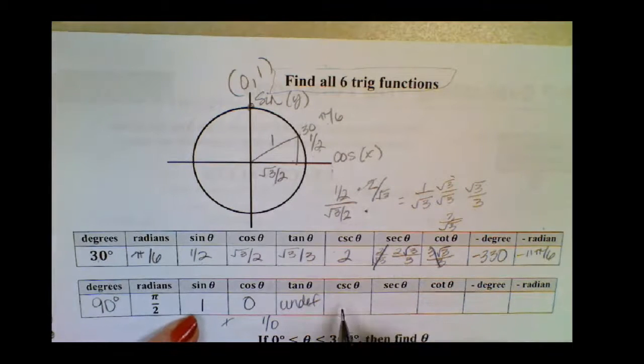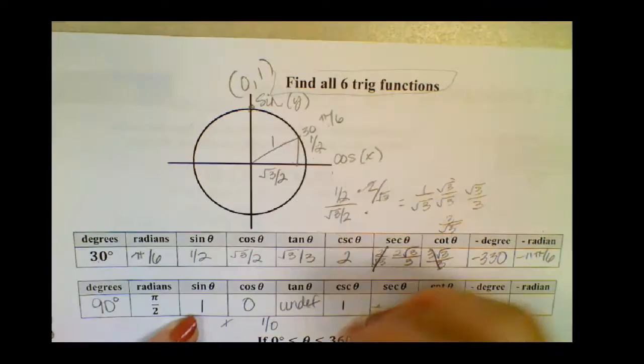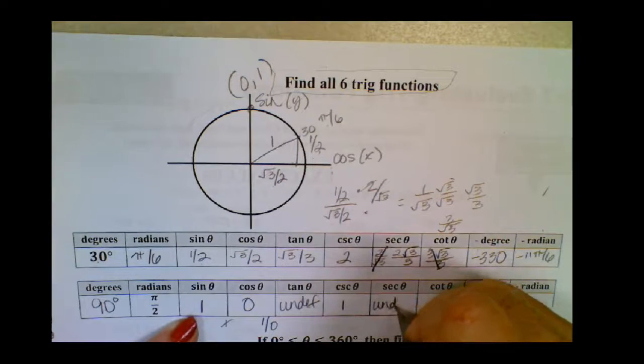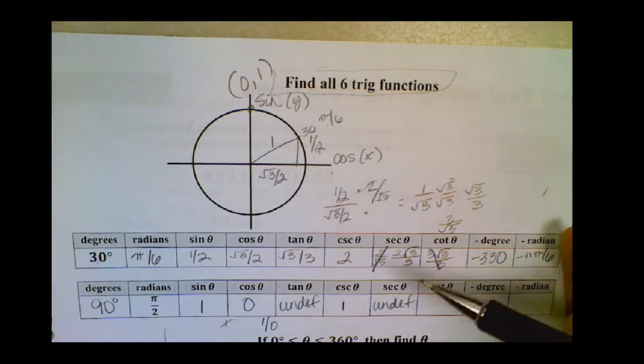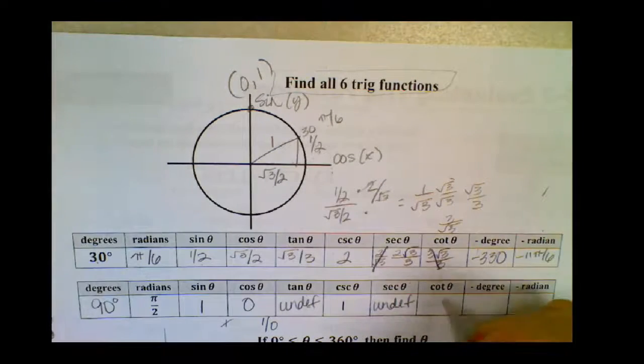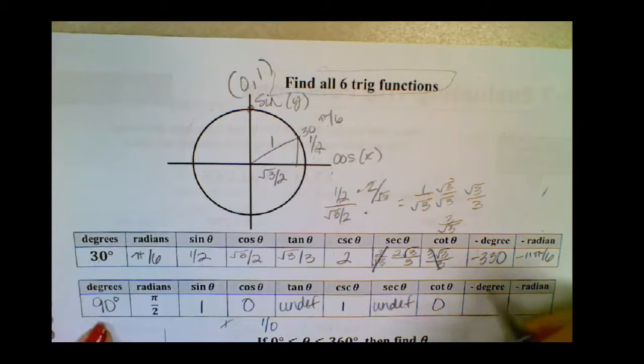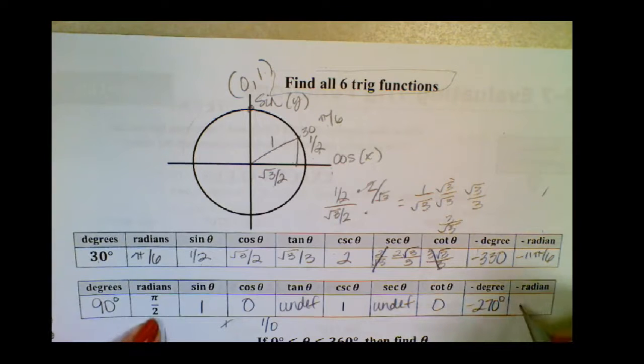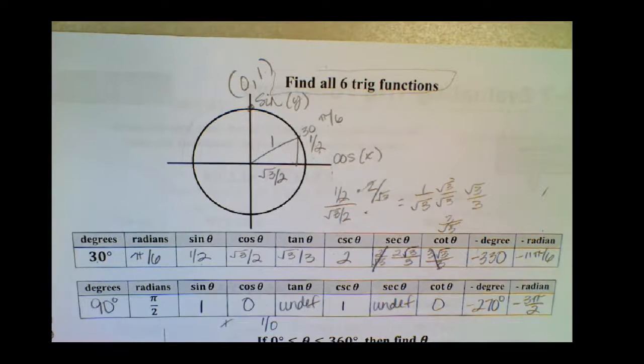Cosecant is the inverse of these. So this would be 1 over 0, which again we can't have. So the secant at 90 is going to be undefined. And then the cotangent is going to be cosine over sine, which is 0 over 1, which would be 0. For negative degrees, I'm just going to subtract 360, and I get negative 270. And in radians, I'm going to subtract 4 pi over 2, and that would give me negative 3 pi over 2.